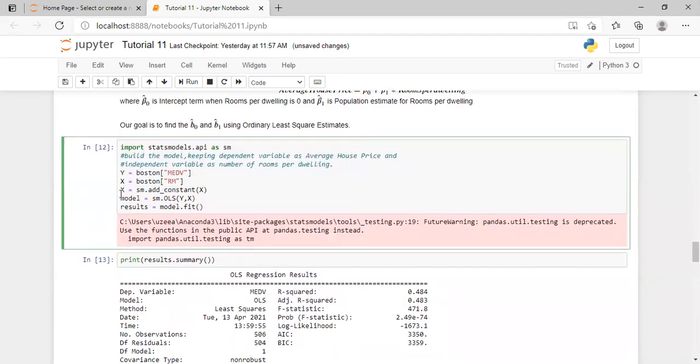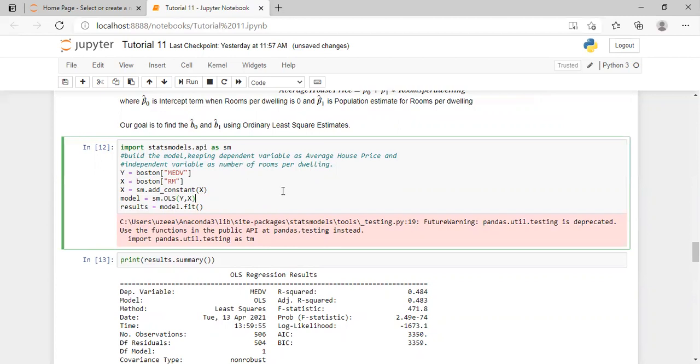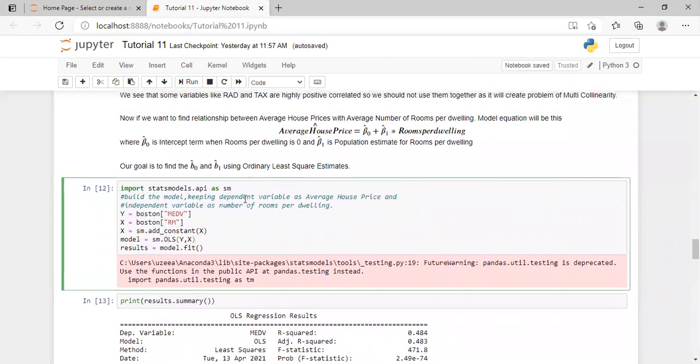Okay, now I am fitting my model. I am using SM, which I have imported from statsmodels, and I am using .ols. Now .ols is the ordinary least squares estimation we want to find. When we run a regression, there are a number of estimators we can use. There is the generalized least squares method, there is the ordinary least squares method, so there are a number of families. We say least squares estimates, but we want to use the OLS method.